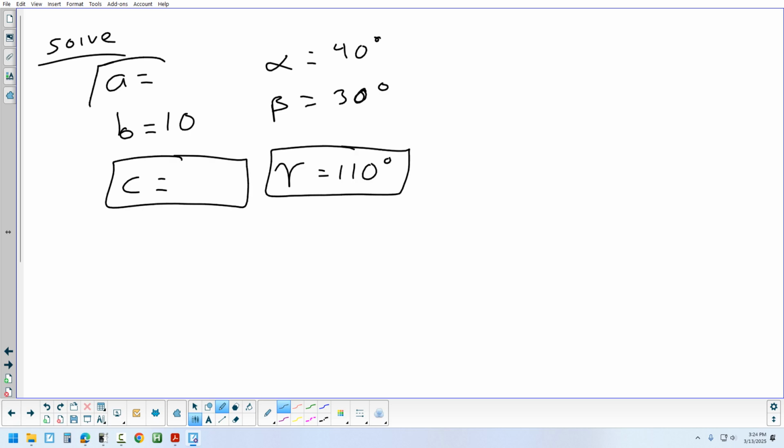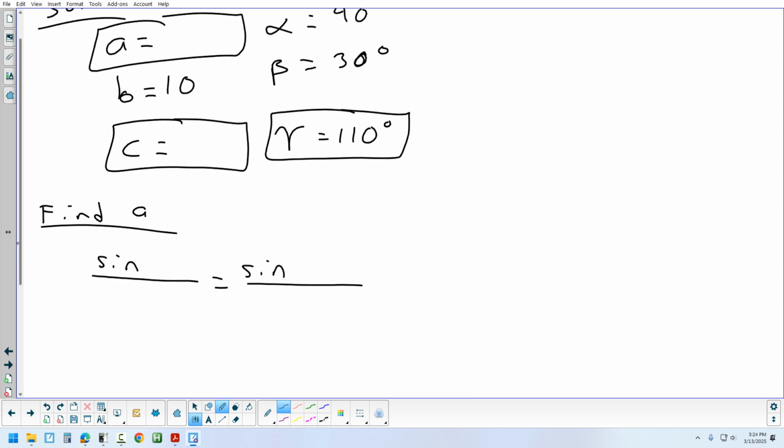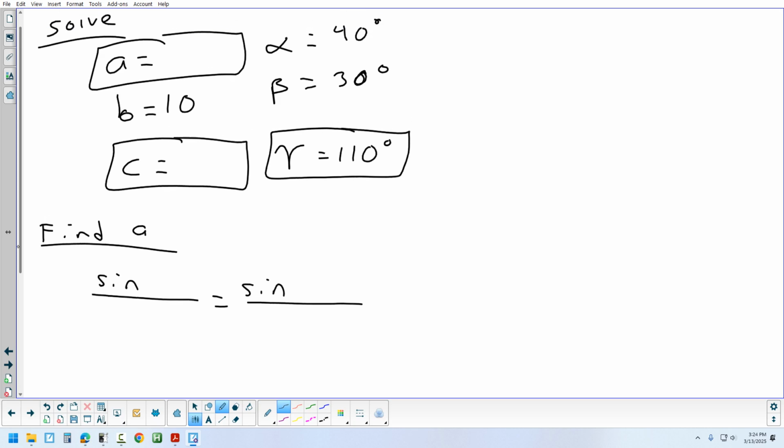We still have to find these two sides. Which side we do next does not matter. So which side do you want to do next? Let's do A. All right, so we're going to set up our law of sines, and when we set it up, it always starts out looking like that. What could I fill in on the left side to help me find A? For the first one you would put 40, so sine of 40 degrees, and then you put A under it.